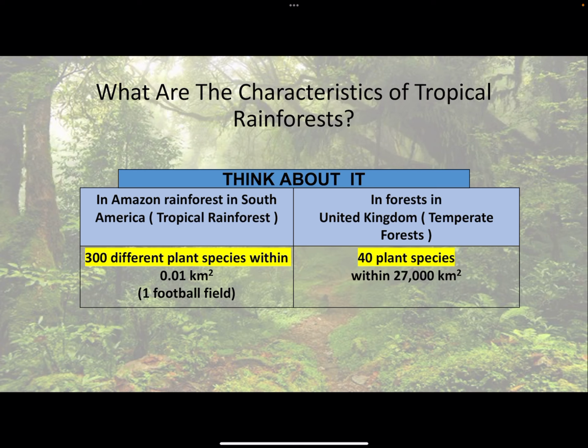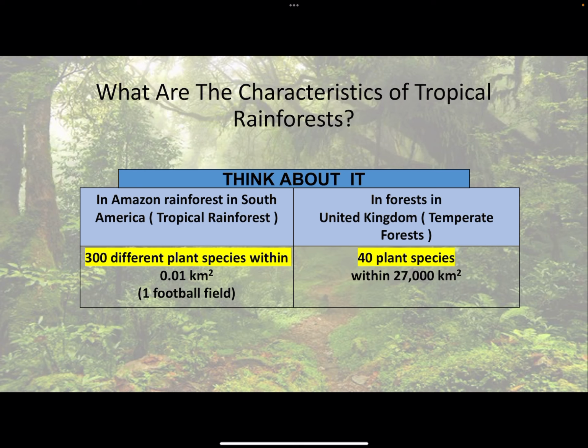So, like we mentioned earlier, within 0.01 square kilometer, which is about a football field size, about 1 hectare, you can have 300 different species.